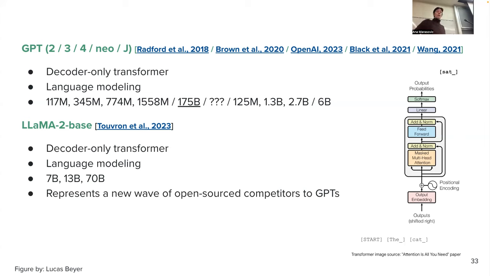Decoder only. So when you start with pre-training, you are doing language modeling, which means that you start with this beginning of sequence token, which is a special token that says start predicting the next word, and then it predicts the next word, and then you put it in the input and so on.